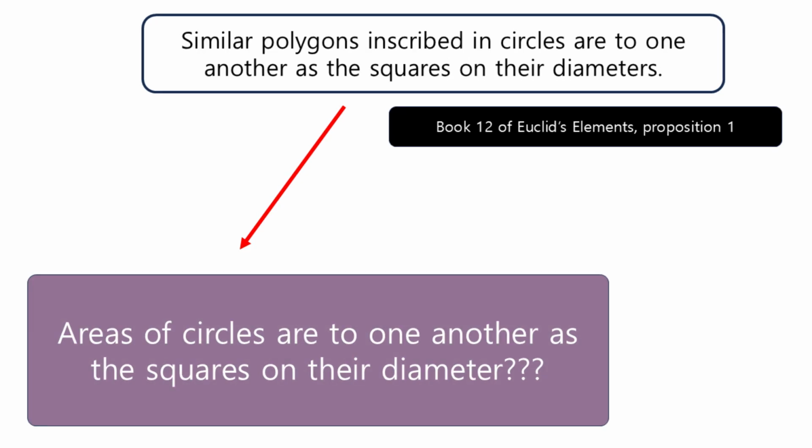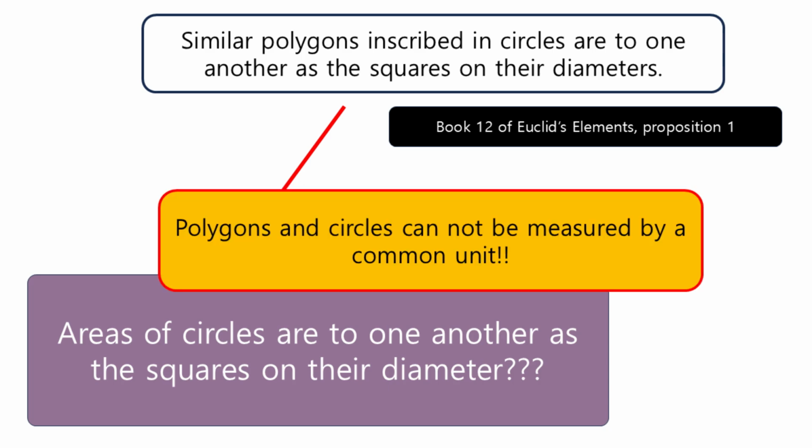The real question, however, is whether this claim can also be applied to circles. In other words, does the same principle hold for the areas of circles? The key question is how the logic used for polygons can be applied to circles. The reason this is a challenge is that, unlike polygons, the area of a circle cannot be measured using a common unit, as it does not have a shared measure with polygonal areas. How did Euclid address this?